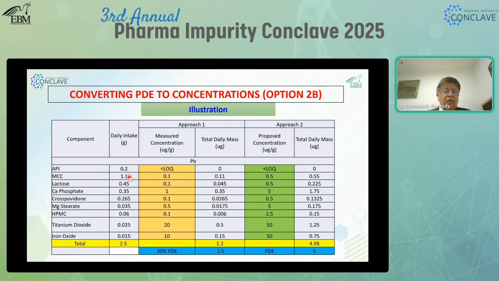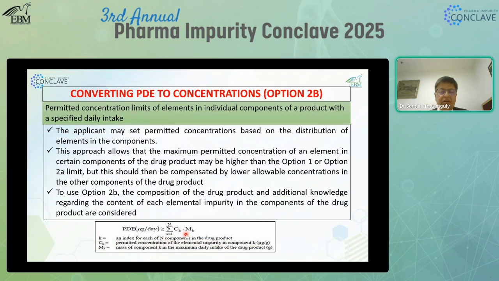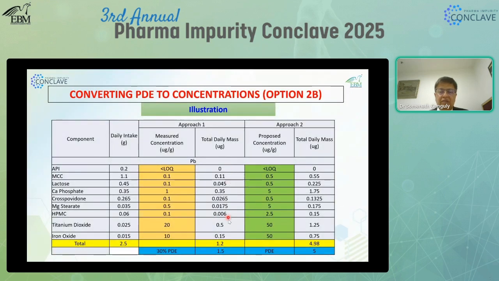Very simple. 1.1 is the MCC daily intake. You multiply 1.1 into 0.1, using this formula, right? So this is your total daily mass. And if you sum up all these things, what will you get? 1.2. I am showing this example for lead only. For each element, you have to do it like that. So 1.2 is the total. Now, what is the lead PDE? The lead PDE is 5. So if it is 5, then 30% of the PDE is 1.5.